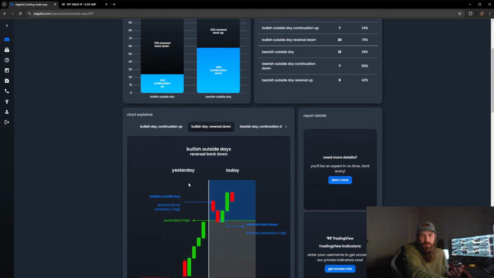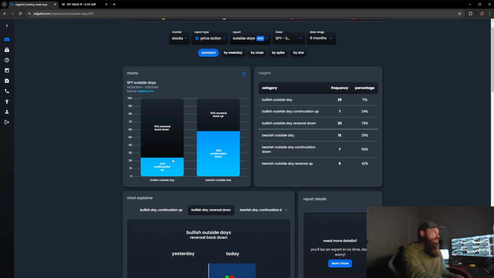Now, why are we looking for that? Because of the stats right here. 76% of the time, when SPY opens up above the previous day's high, it's going to come back down and touch it. That's pretty strong odds. 76% of the time, I like my odds in that scenario. Now, if you look, the bearish outside day, these odds aren't near as good. So I'm really not going to be focused on the bearish outside days.